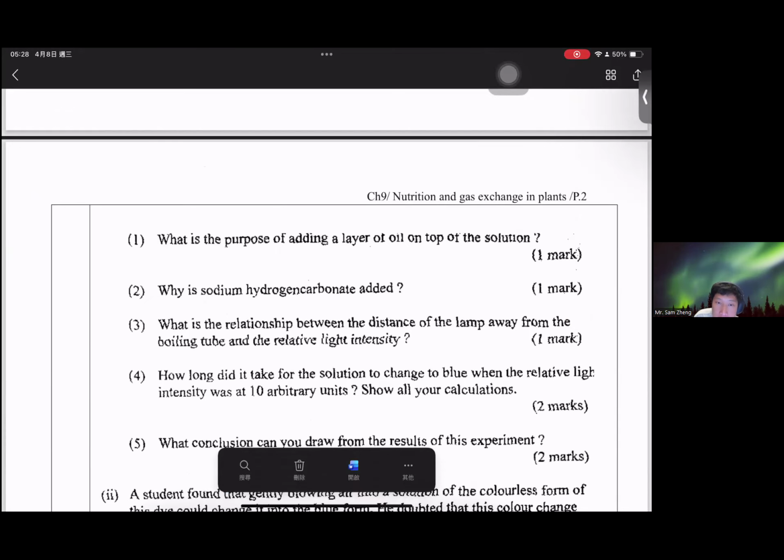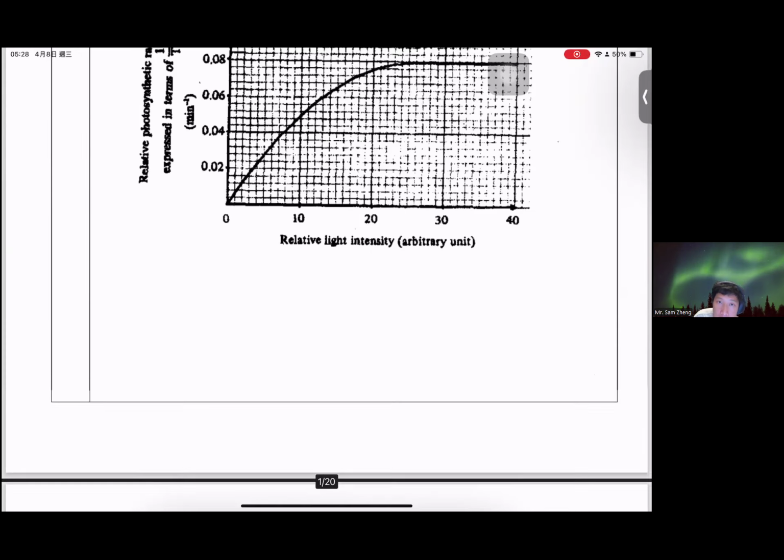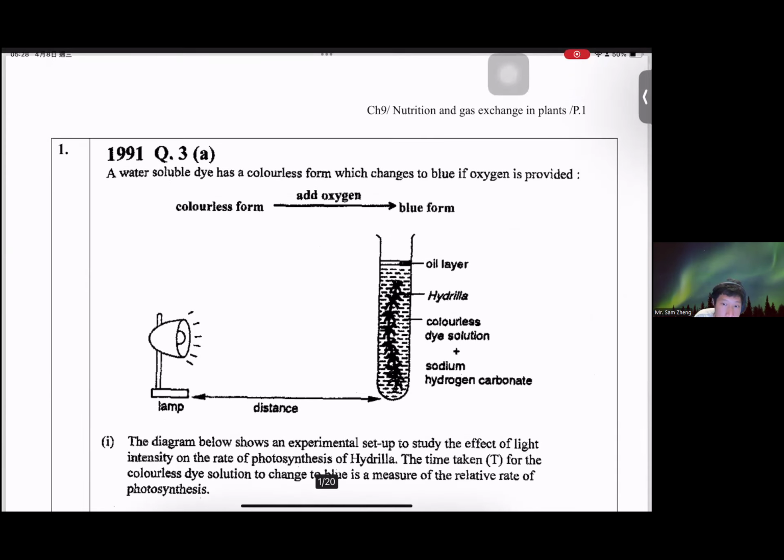So why is sodium hydrogen carbonate added? Now remember, sodium hydrogen carbonate is different from the hydrogen carbonate indicator. It is another thing. The sodium hydrogen carbonate is to provide the solution with sufficient CO2. So in this case, the Hydrilla can get the CO2 from the sodium hydrogen carbonate. Is it okay for that?